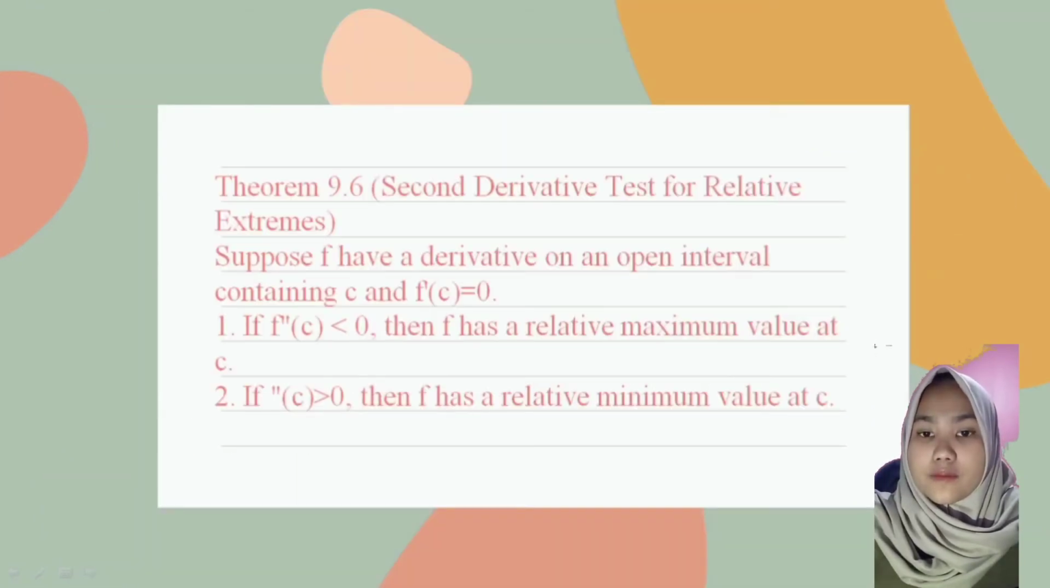Theorem 9.6. Second derivative test for relative extreme. Suppose f has a derivative on an open interval containing c and f prime of c is equal to 0. 1. If f double prime of c is smaller than 0, then f has a relative maximum value at c. 2. If f double prime of c is bigger than 0, then f has a relative minimum value at c.